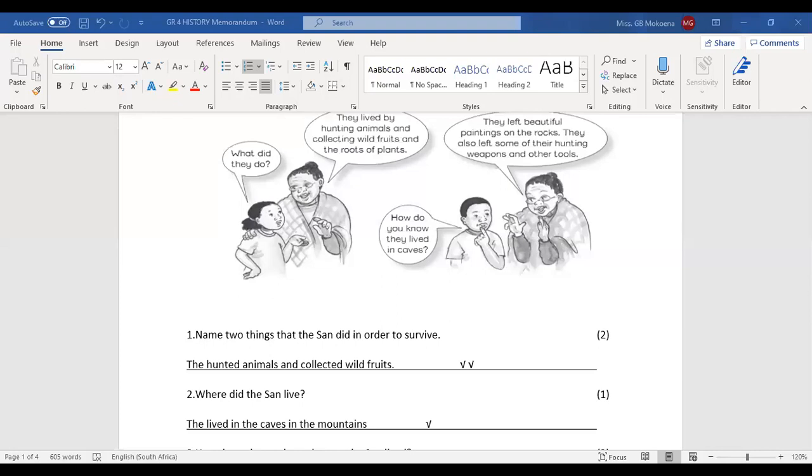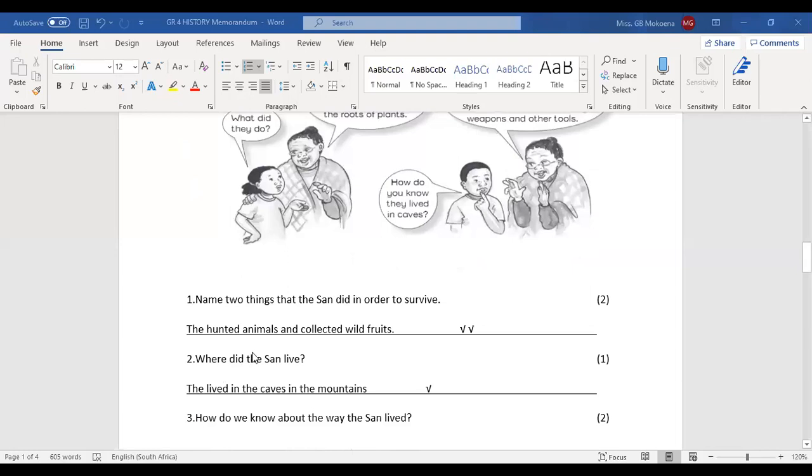You got it correct. Okay, where did the San live? Grandmother said that they lived in the caves in the mountain. If your answer is different than mine, you can raise your hand and then talk about your answer. Ma'am, I just said that they lived in caves. Yeah, it's correct. You got it correct. I marked the paper last night.